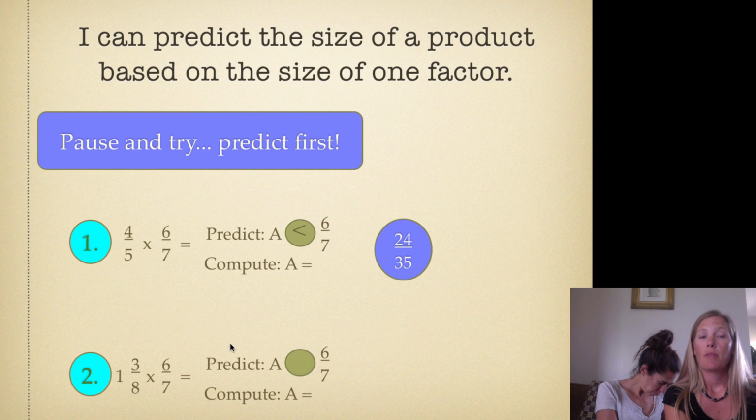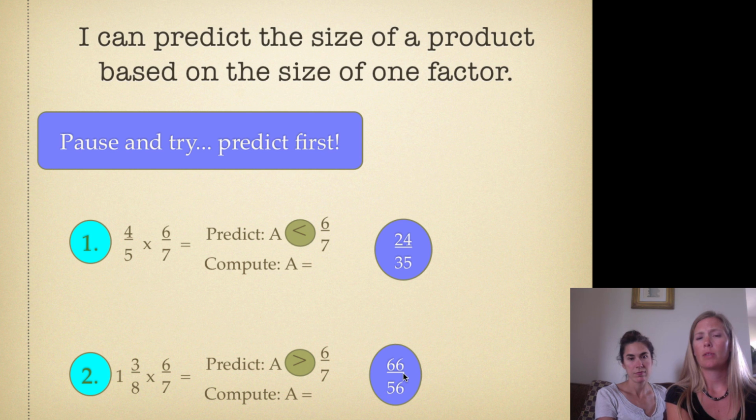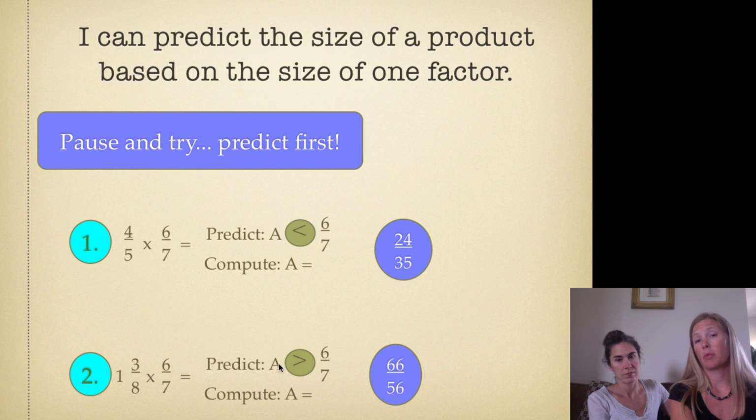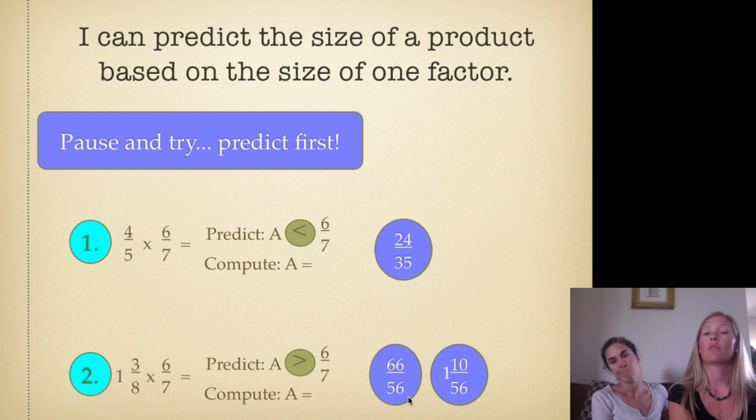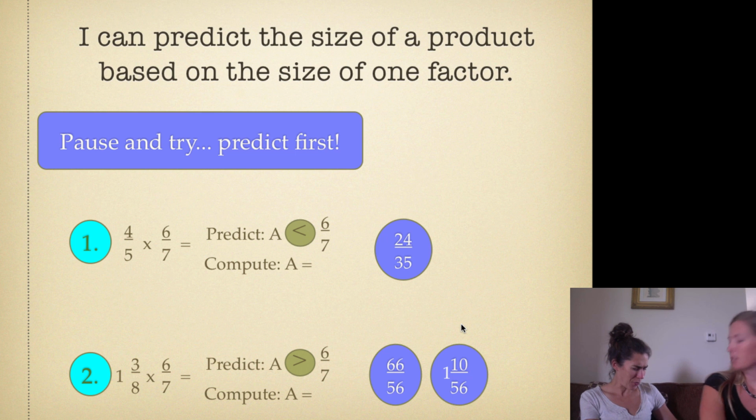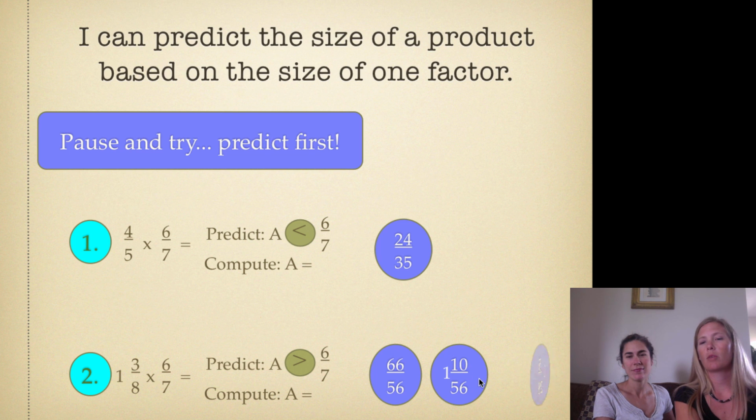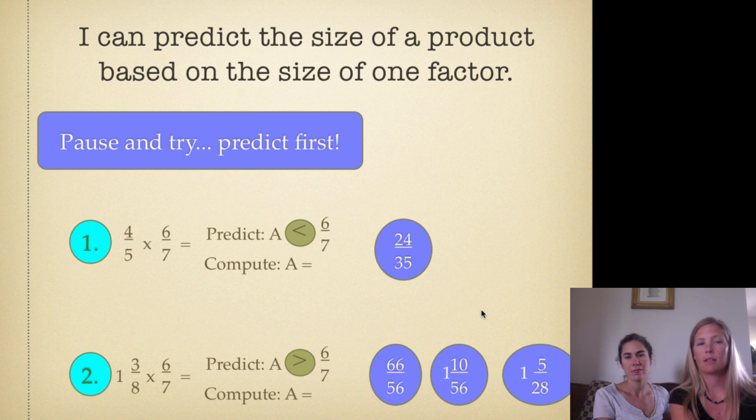For the second one, this time my factor is larger than 1, so my answer is going to be larger than 6/7. When I multiply them out, I end up with 66/56, which tells me we were right. Our answer is bigger than 6/7. But that's not simplified yet, so I'm going to turn it into a mixed number, 1 and 10/56. There may be more common factors, but I know 2 is one because they're both even. I'm going to divide both by 2, and we end up with 1 and 5/28 as your final answer.